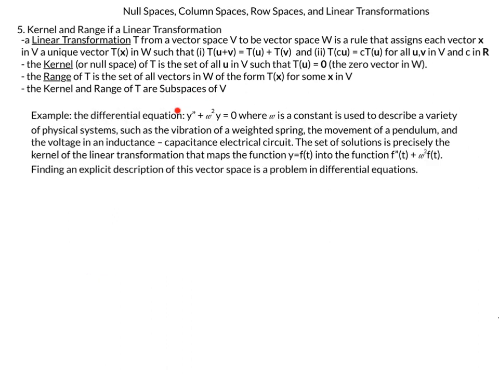This next example is from differential equations: y double prime plus omega squared y equals 0, where omega is a constant. And this equation is used to describe a variety of physical systems, such as vibrations of a weighted spring, the motions of a pendulum, and voltage of an inductance-capacitance electrical circuit. The set of solutions is precisely the kernel of the linear transformation that maps the function y equals f of t into the function f double prime of t plus omega squared f of t. But finding an explicit description of this vector space is a problem for differential equations.